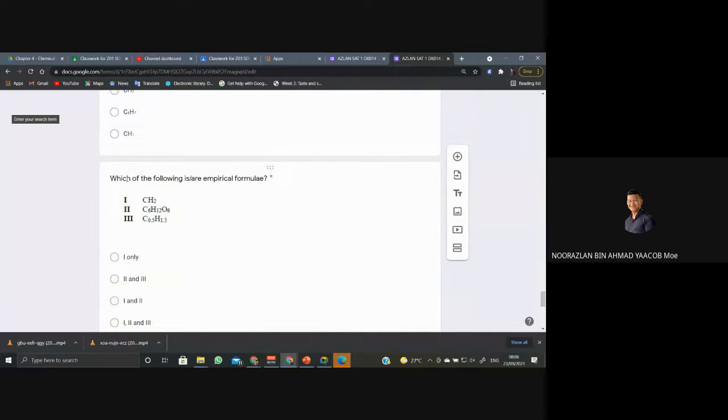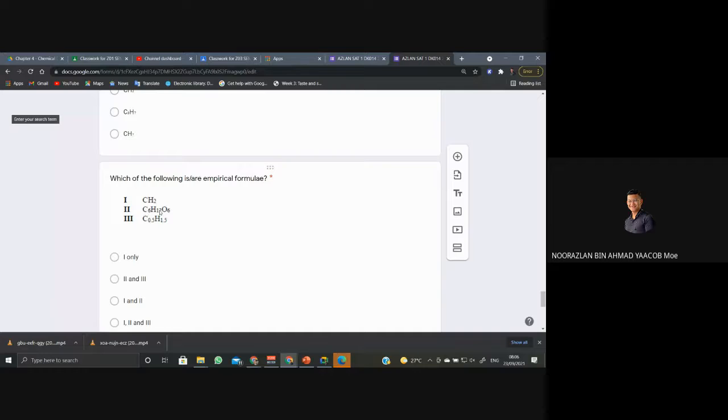Okay, this one. Which of the following is an empirical formula? Okay, empirical formula kamu kena tengok balik. Whenever you are confused with something, always go back to the definition. So empirical formula, by definition, is the simplest ratio of the atoms that exist in the molecule that represents each element. So CH2, ini adalah nisbah 1:2. Tak boleh ringkaskan lagi. So this is correct as empirical formula.